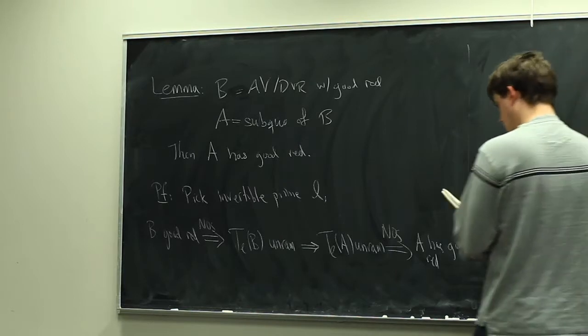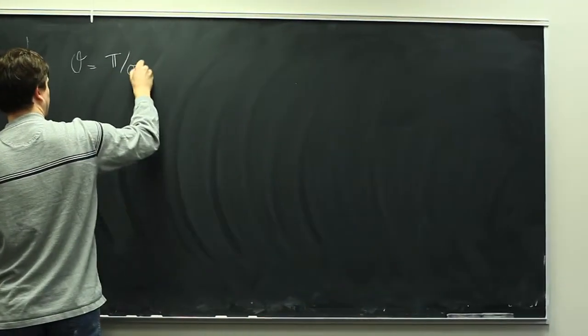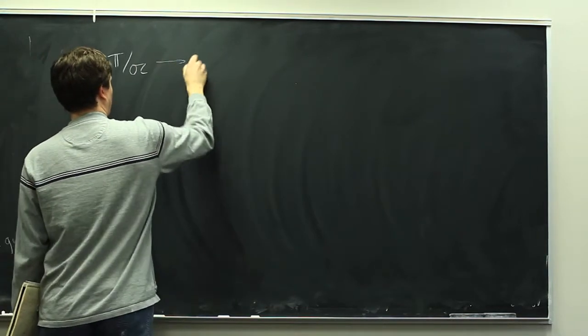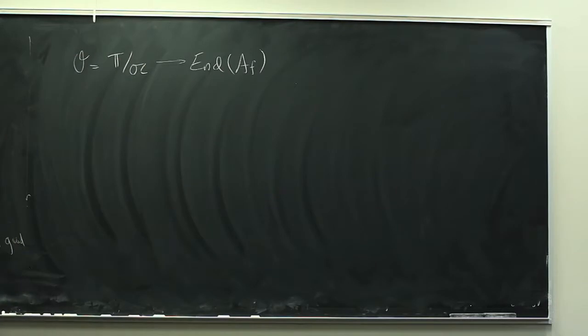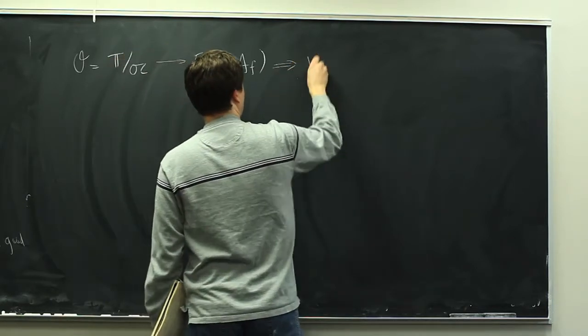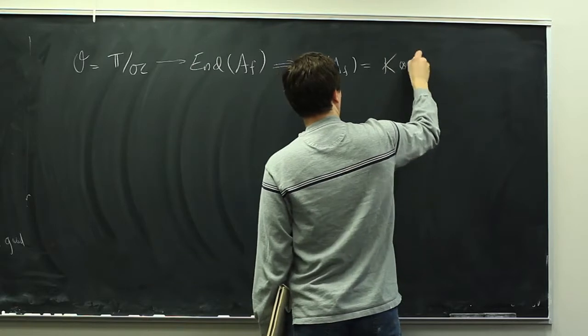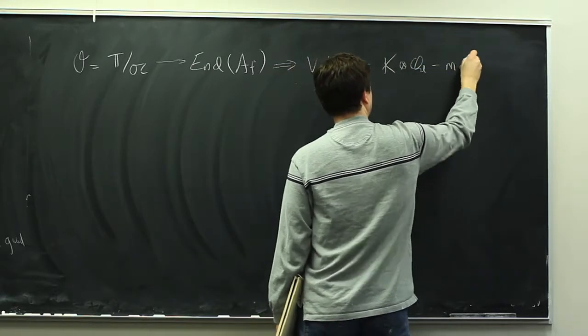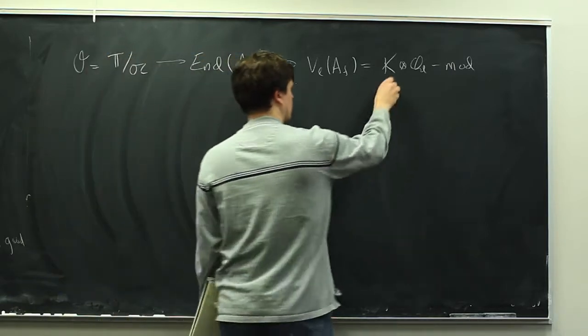So this O that I defined, which was T mod A, acts on the AF, right? I mean, T acts on AF and A is acting trivially, so O acts on it. And so that implies that the L-adic Tate module of AF, we can think of as a K tensor QL module. And in fact, we know that it's free of rank two.